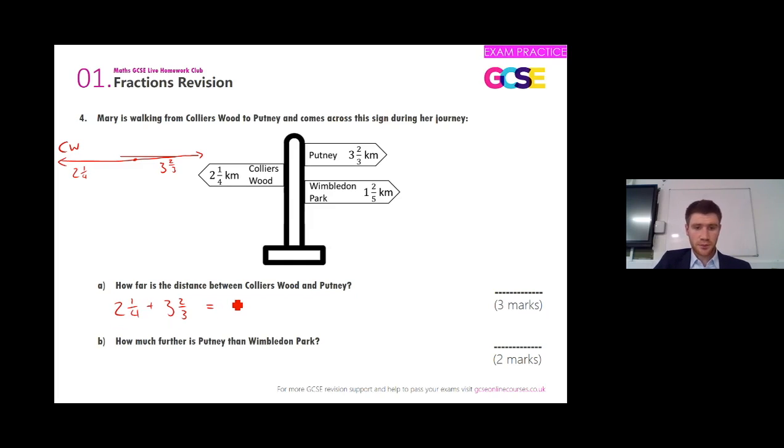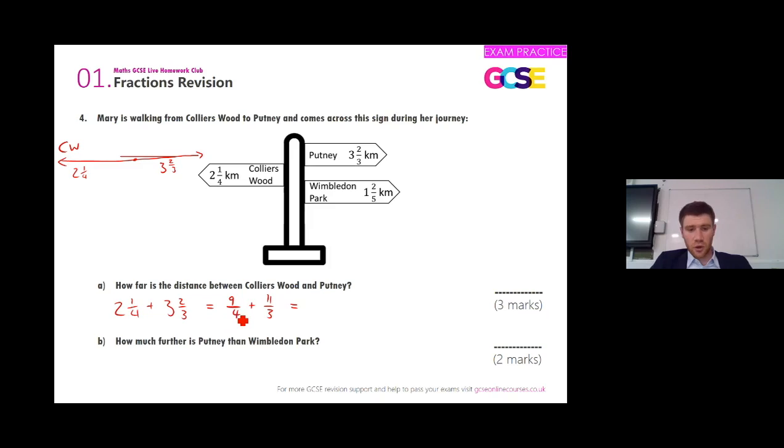2¼ is 9/4. We're going to add to that 11/3. Now we're going to convert them into the same denominator. Normally I'd like to work downwards with this question, but it's not giving me enough space, and that's fine. We have to deal with what we're dealt. So we're going to work across instead, but it's all still equivalent to each other.